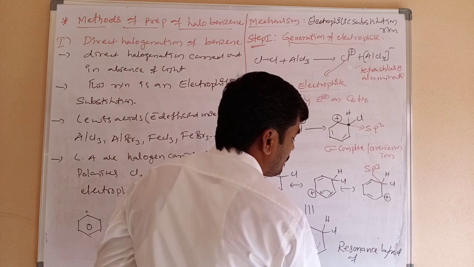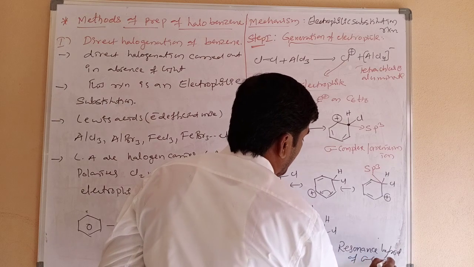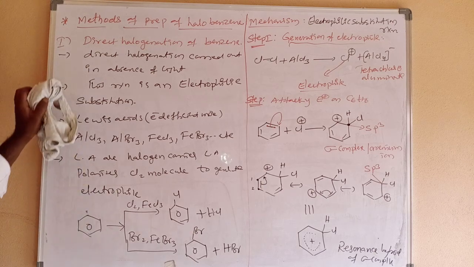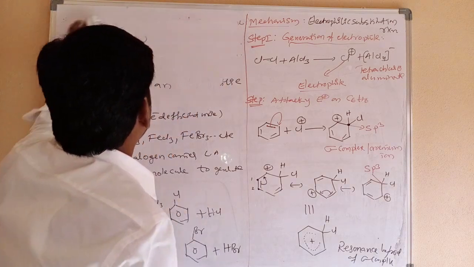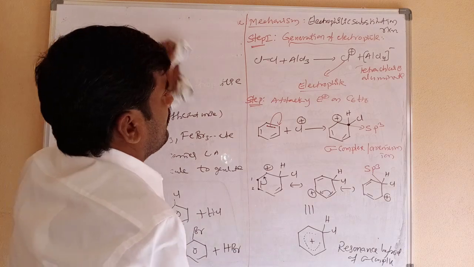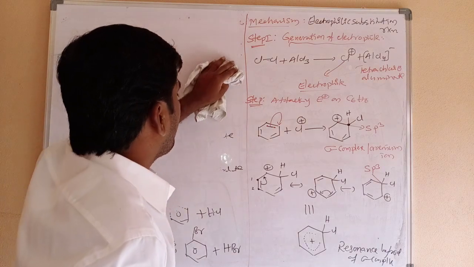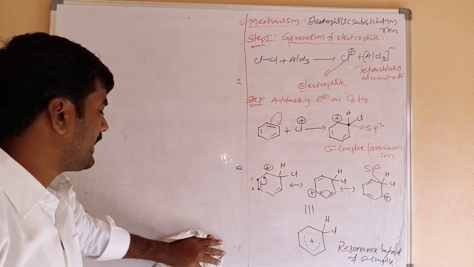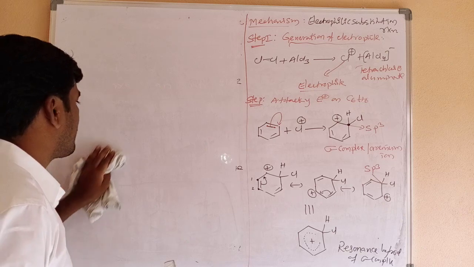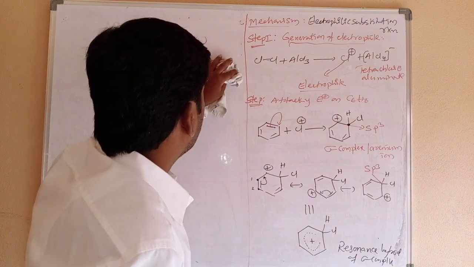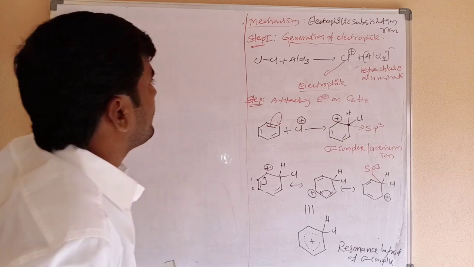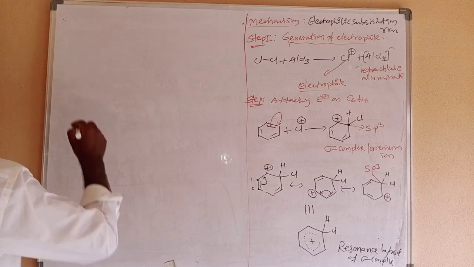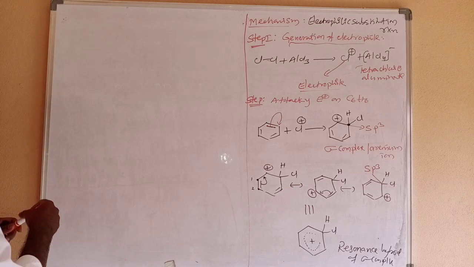of the sigma complex or arenium ion. Resonance hybrid of the sigma complex or arenium ion. The last step, step 3. The tetrachloroaluminate attacks the sigma complex to form chlorobenzene and restore the aromatic character. The sigma complex or arenium ion reacts with the tetrachloroaluminate to form chlorobenzene. What is this? Step 3.